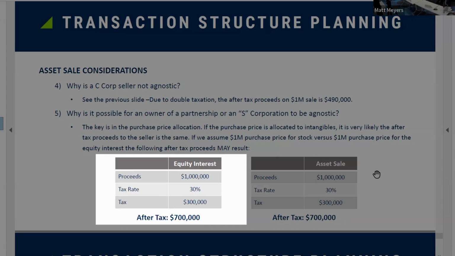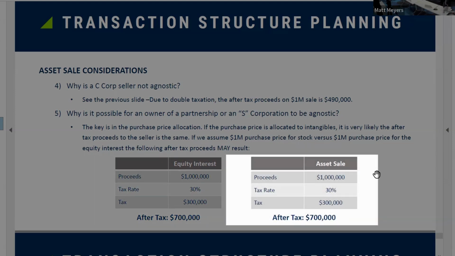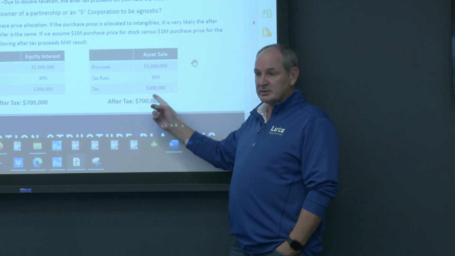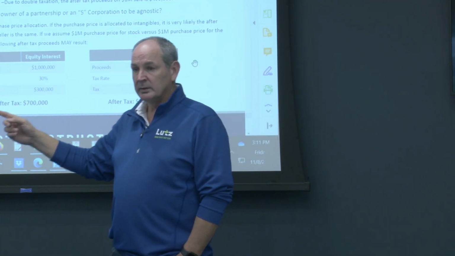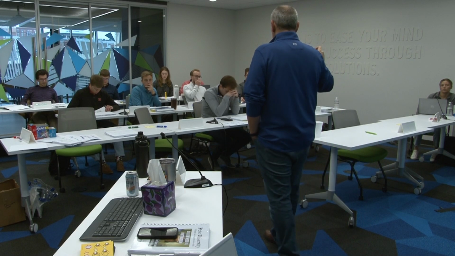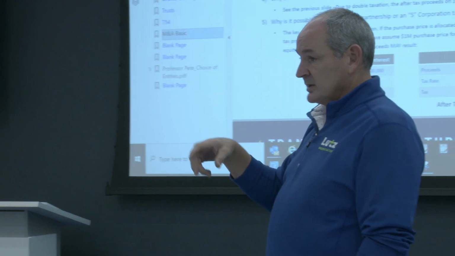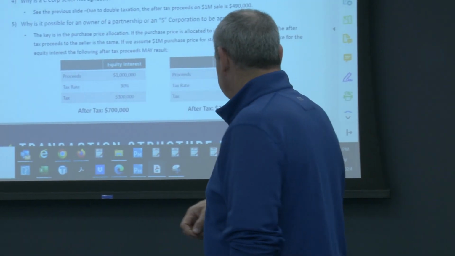If C1 sells the assets for $1 million and it's allocated to intangibles or goodwill, well, it's $1 million proceeds, 30% rate, $300,000 of tax. How much tax was paid for the equity interest? Allie? 300,000. How much if we sell the assets, Allie? 300,000. If you pay 300,000 under each scenario, would that make you indifferent? It would. So this is why purchase price matters, because it's possible you could be completely agnostic or indifferent as to the structure of the transaction and still get the same tax answer.